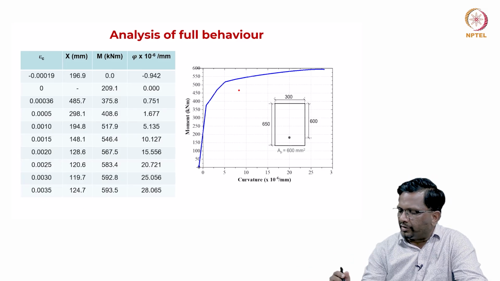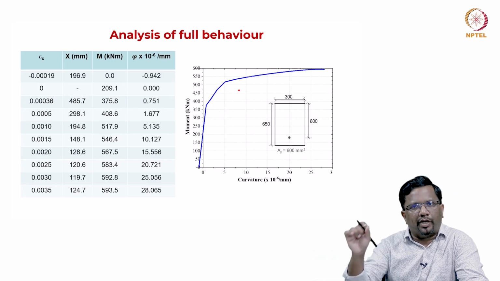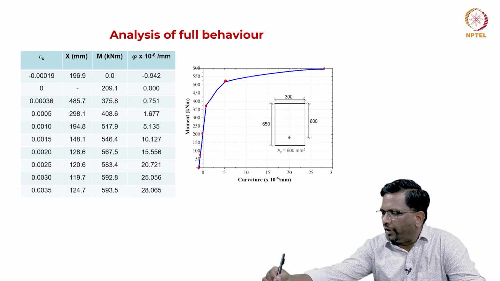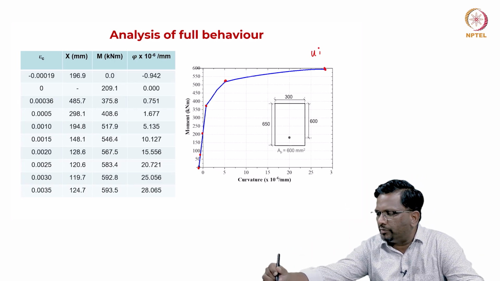Finally, I want to get this kind of curve. These are the salient features if I complete this exercise and get different values of moment and curvature like this, starting from here, different points that I get. And then finally, I stop here at a certain point, corresponding to your ultimate condition.